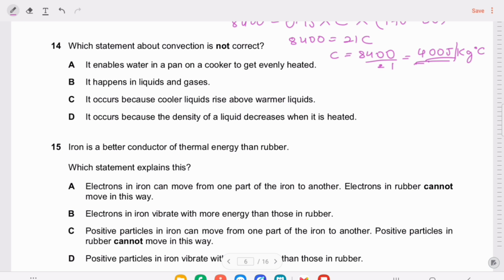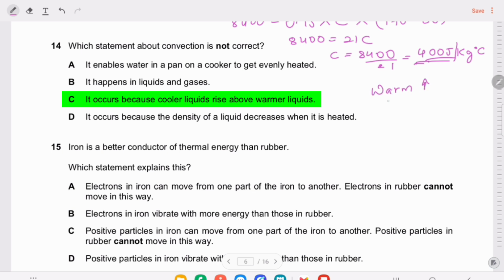So convection happens because warm liquid becomes less dense and it rises. Cooler liquid is denser and it sinks. Option C says cooler liquid rises, which is incorrect. For example, hot air balloons rise because the heated air inside becomes less dense than the surrounding air. So warm rises, cool sinks. In that case, option C is correct. It occurs because cooler liquids rise above the warmer liquids.